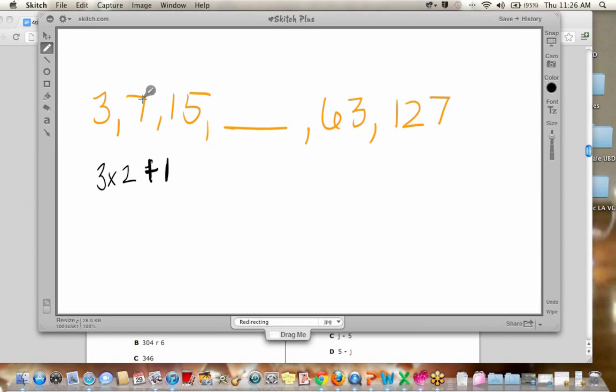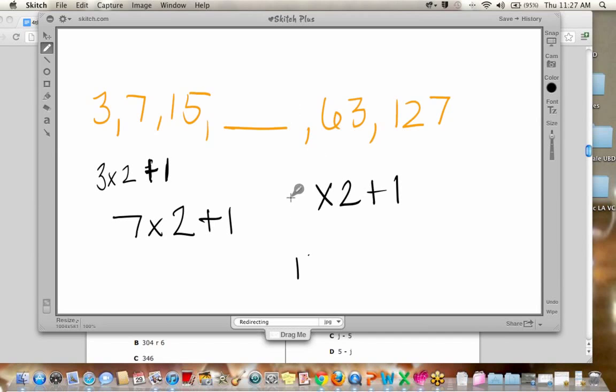Let's see if that works from 7 to 15. Will, what is 7 times 2? Will is gone for a second. Okay. Vero, what is 7 times 2? 14. Plus 1? 15. Beautiful. So our pattern works. So we are multiplying by 2 and then adding 1.